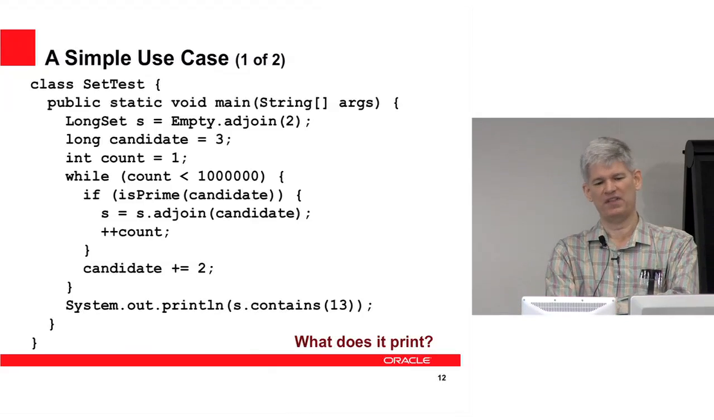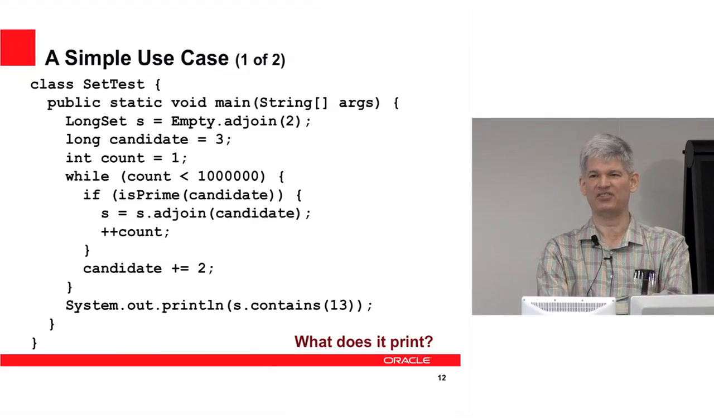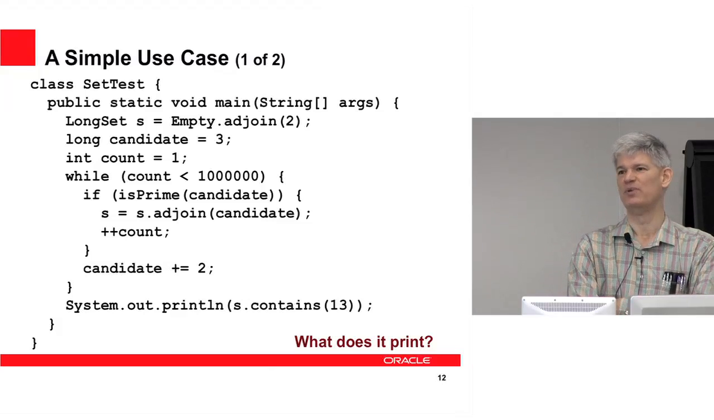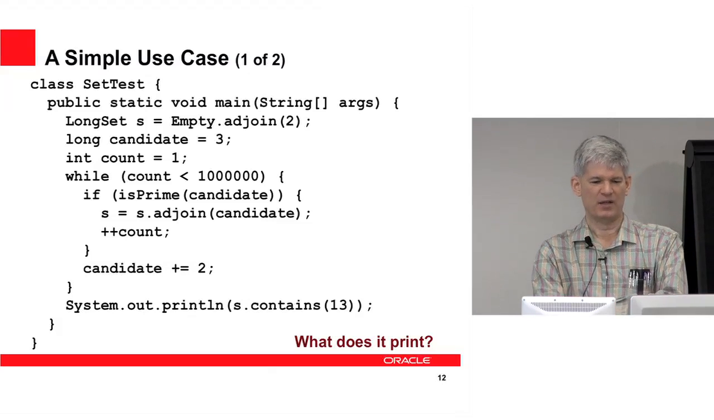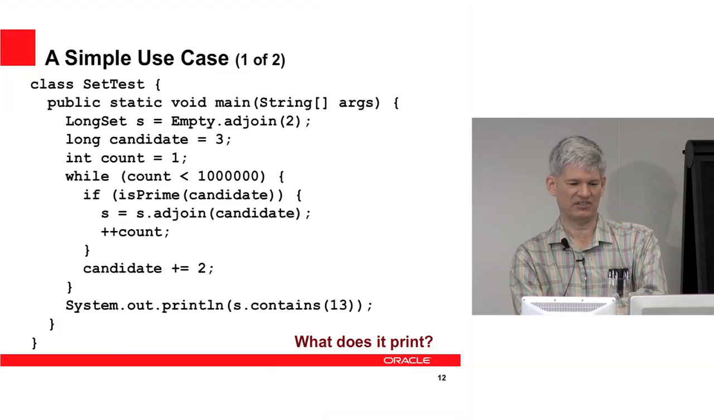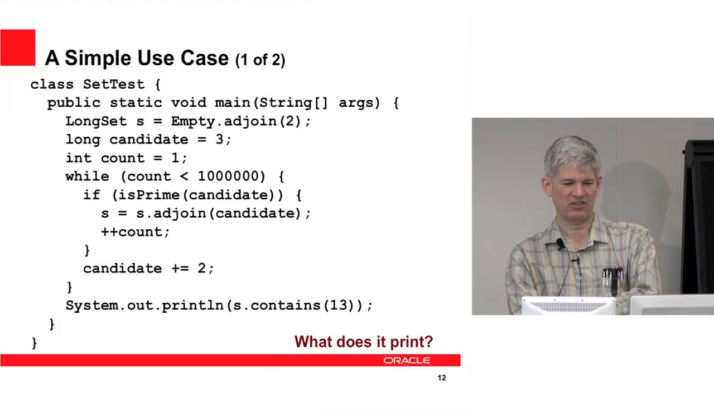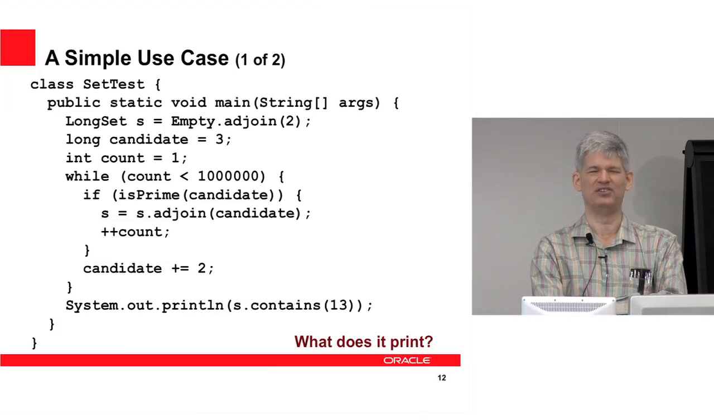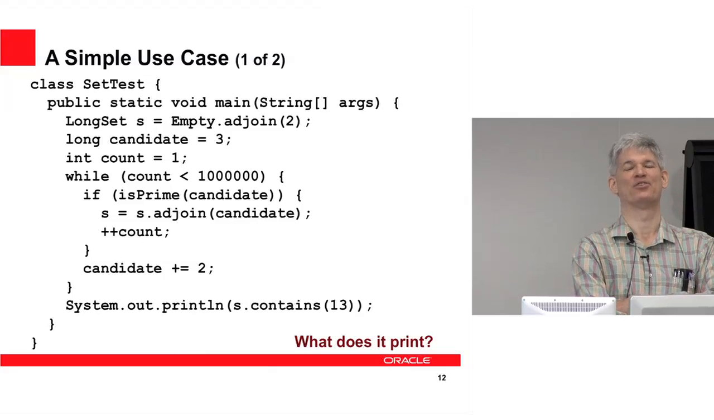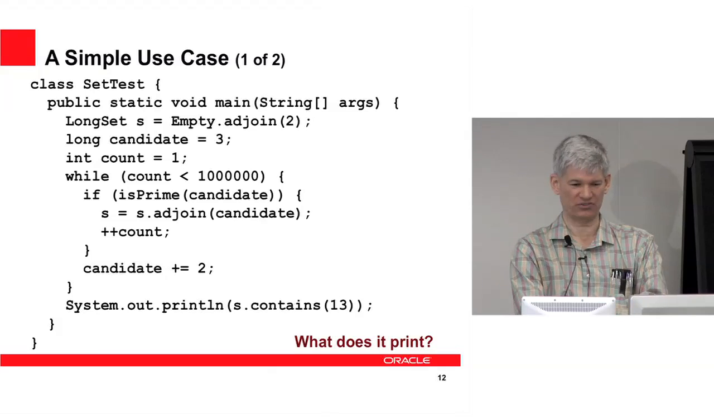We're going to start with this set S consisting of just the value 2, because we know that 2 is a prime number. Then we start the candidate at 3 and have this while loop that keeps incrementing the candidate by 2. Essentially, we're going to gather together the first million prime numbers.